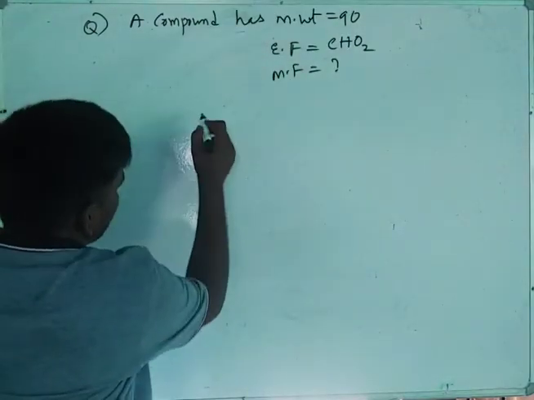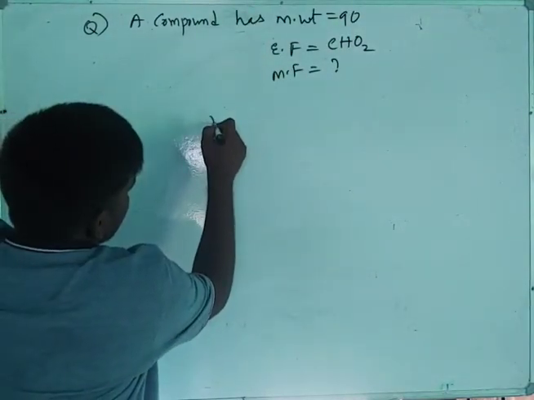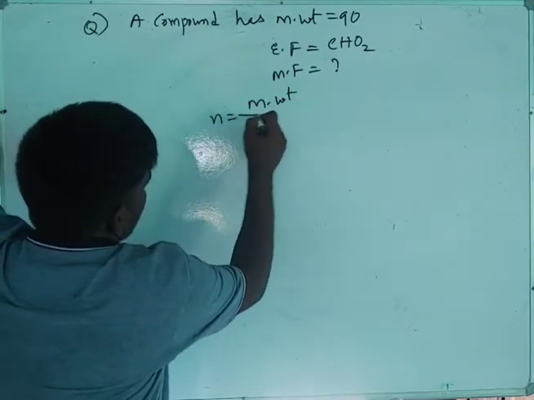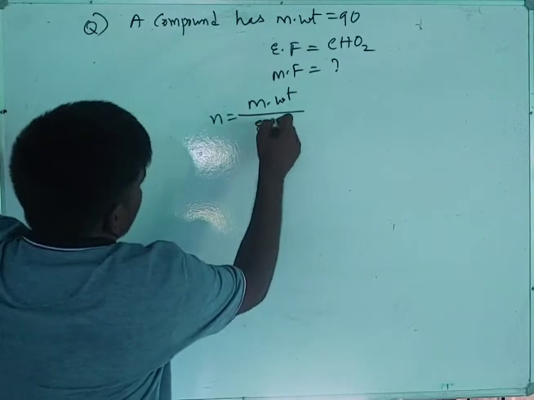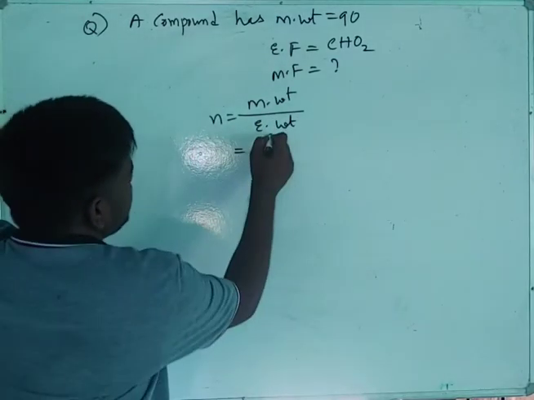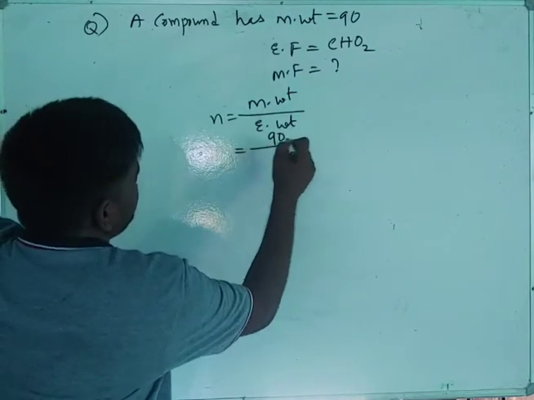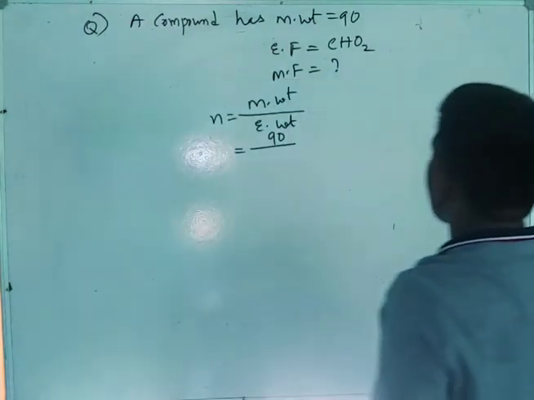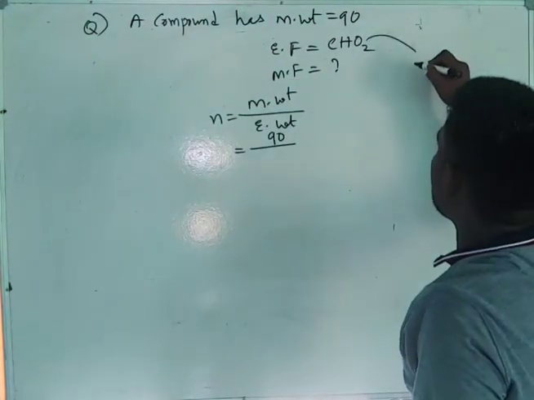So now we know one formula, that is N is equal to molecular weight by empirical weight. So now here molecular weight is given, guys. How much? 90. Empirical weight is not given, but the formula is given. So from the formula we can find out the empirical weight. So here how many carbons?